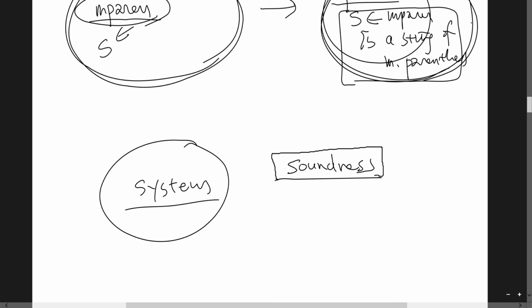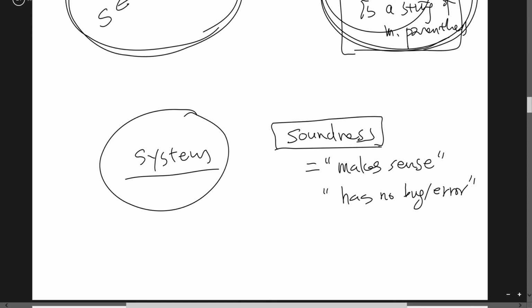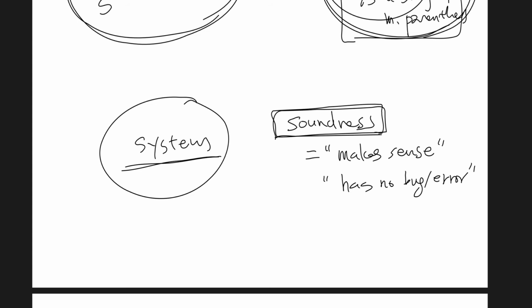And what I mean by soundness is, informally speaking, you can think of soundness as the system makes sense, or it has no bug or no error in the definition. But if the system is huge, very complex, then this soundness property may not be obvious at all. You have to give a separate proof of this property, soundness.